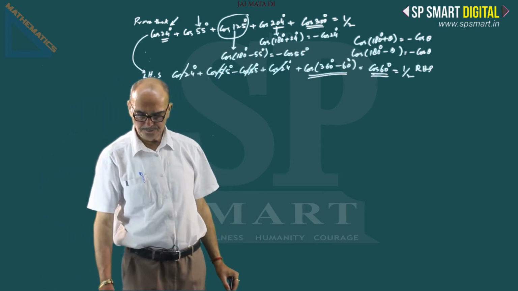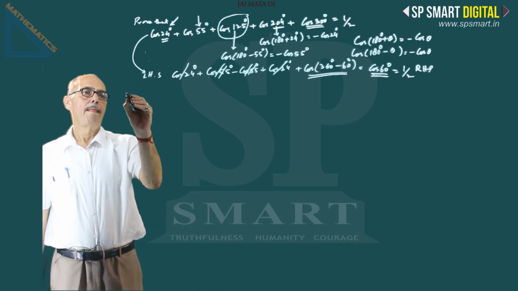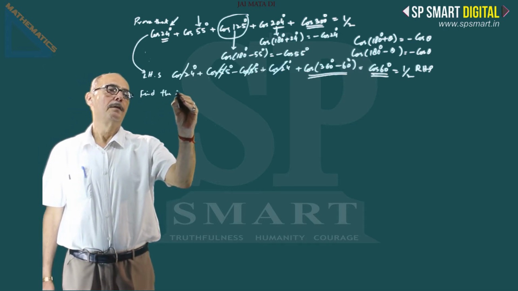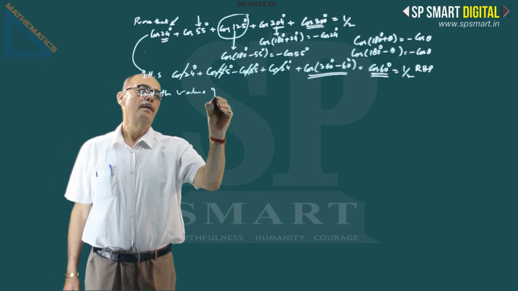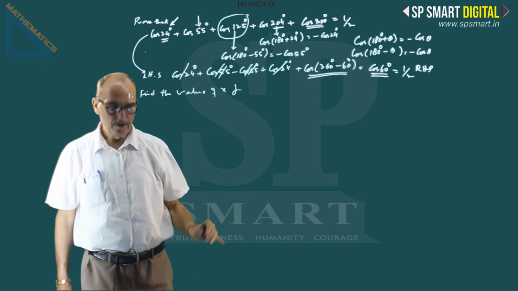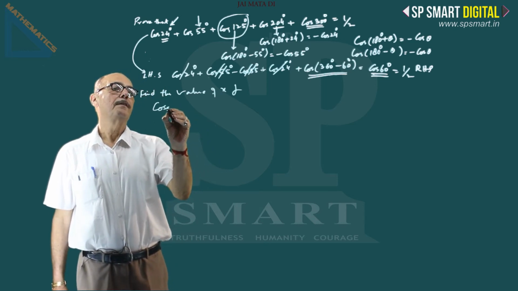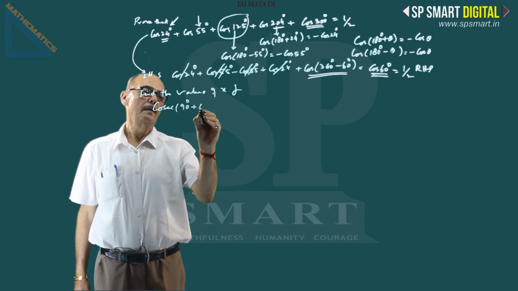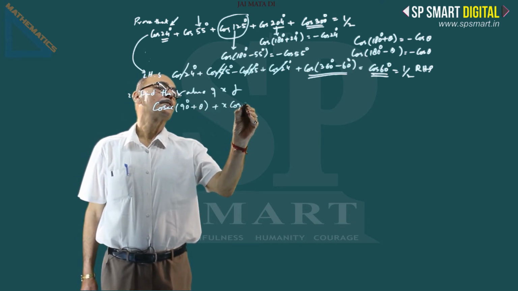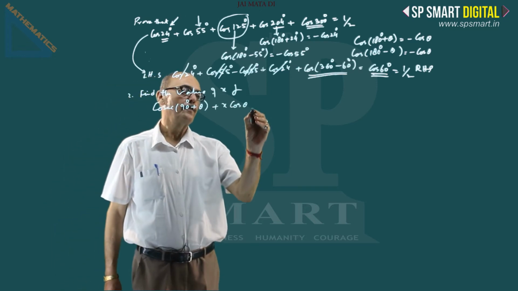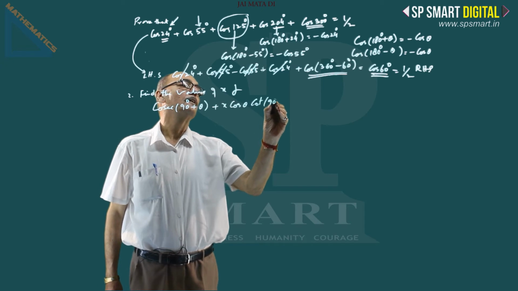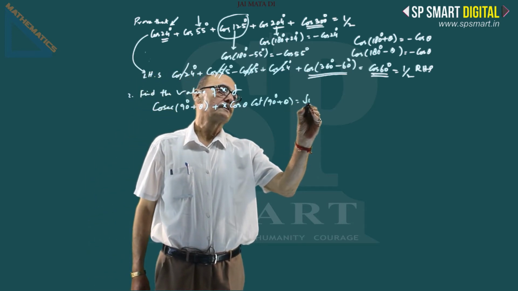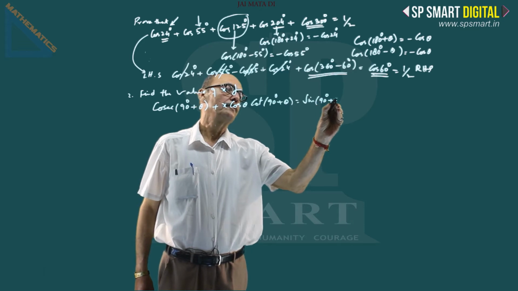We take another example. Find the value of x from cosec of 90 degrees plus theta plus x cos of theta cot of 90 degrees plus theta equal to sine of 90 degrees plus theta.